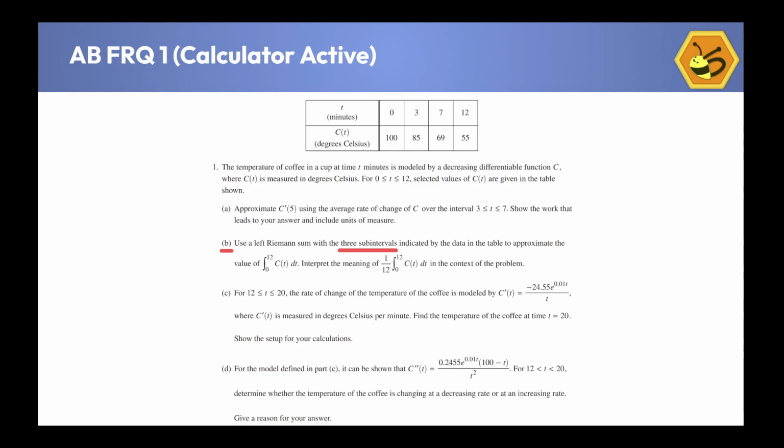Oh, we are doing part B. And this is a calculator active question, by the way. So please use your calculator.